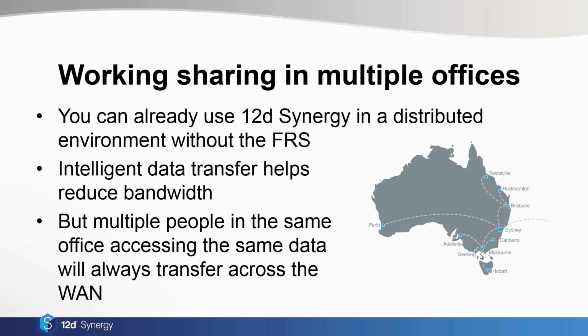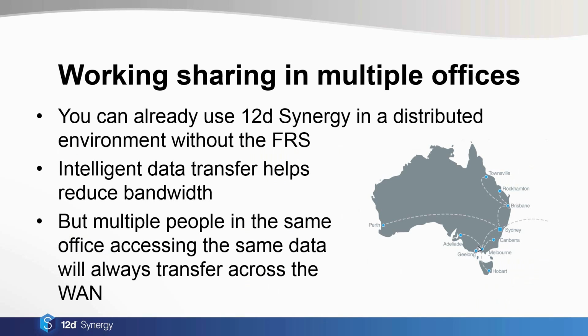You can already use 12D Synergy to work share in a distributed environment without using the FRS. So if you have offices in Brisbane and Sydney and Melbourne, your users can still access data from any of those offices using 12D Synergy. And our intelligent data transfer tools help reduce the bandwidth significantly by only delivering the changes that people need.